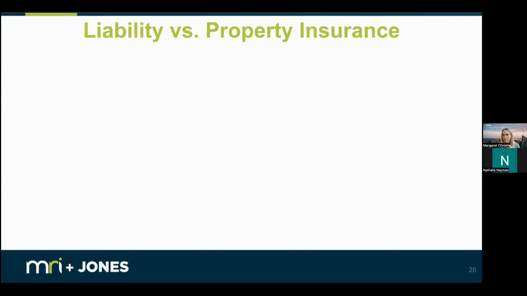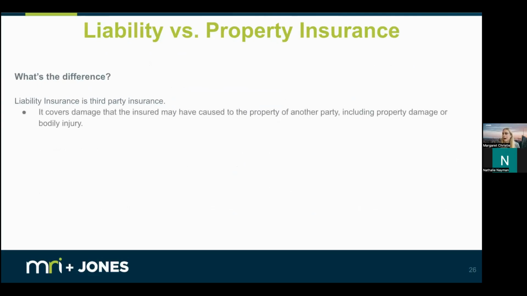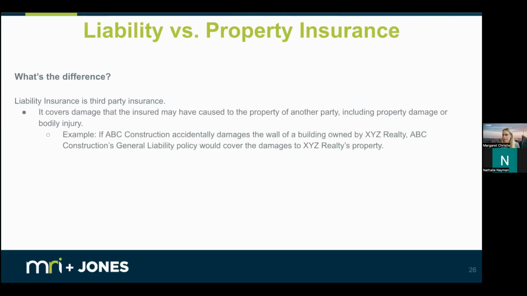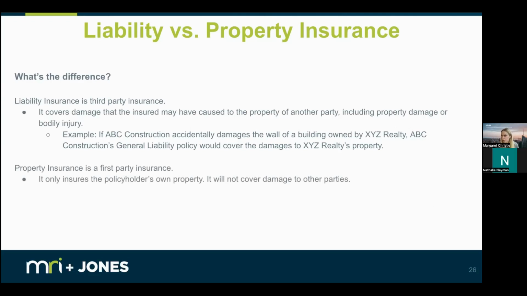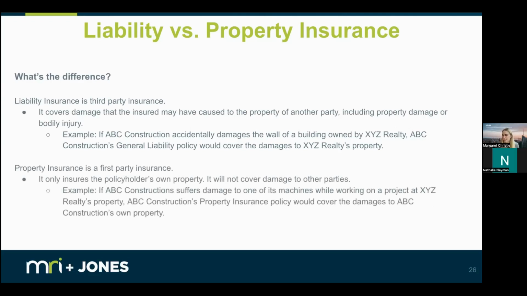Now we're going to review liability versus property insurance. I gave you a little sneak peek of this earlier, but basically the difference is liability insurance is third-party insurance. This is going to be covering damage that you're doing to others. An example of that would be if ABC Construction showed up at a building owned by XYZ Realty and they damaged a wall, ABC Construction's general liability would cover the damages there. Property insurance would be something along the lines of if ABC Construction suffers damage to one of its machines while working at XYZ Realty's property, their property insurance would cover the machines.